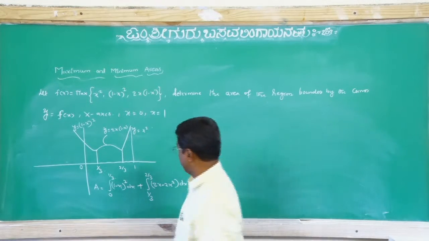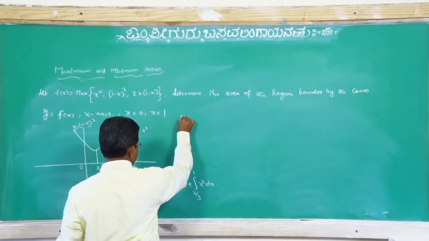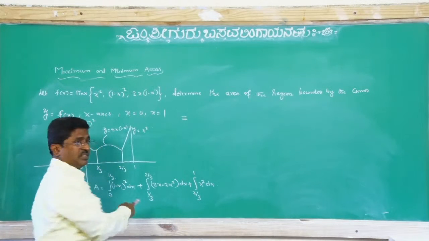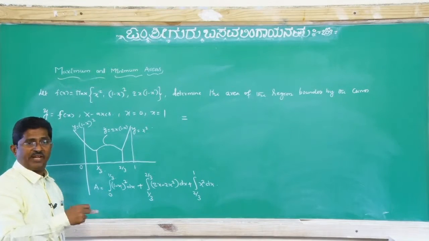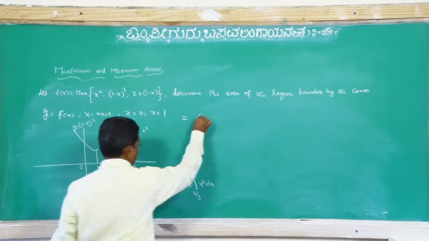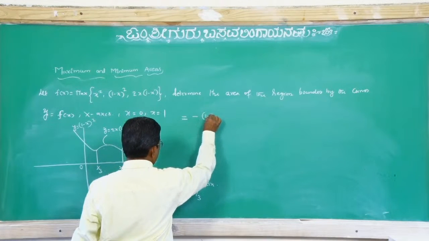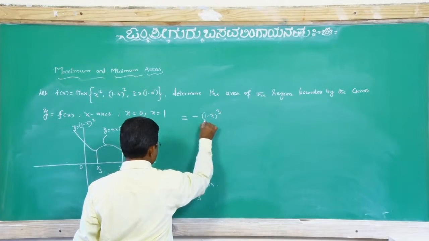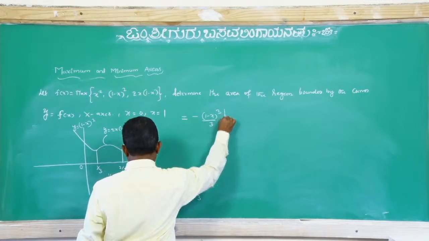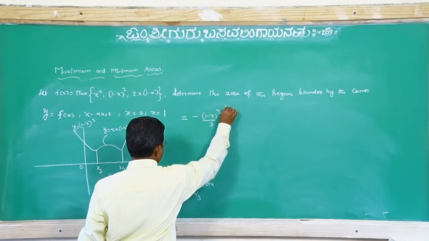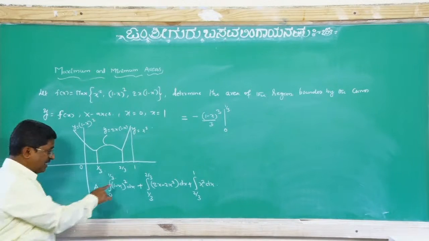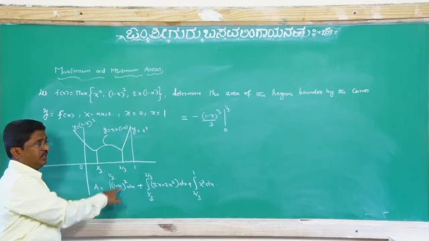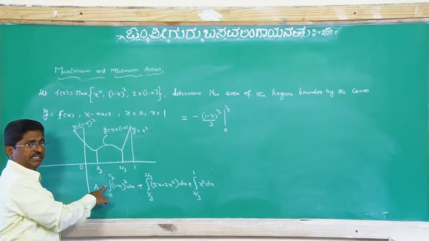All of you know integration. The integral of (1 minus x) whole square: the integral of x power n dx is equal to x power n plus 1 by n plus 1. So minus (1 minus x) whole cube divided by 3 over the interval 0 to 1 by 3. What is the reason for the negative sign? Because the x coefficient has a negative sign, due to that reason I write the minus sign.